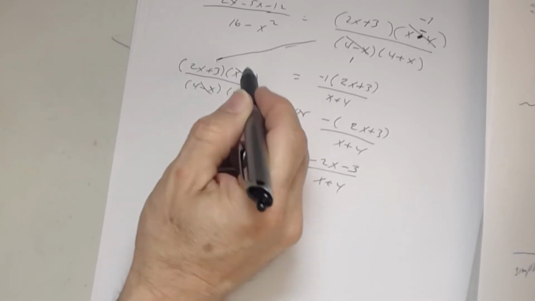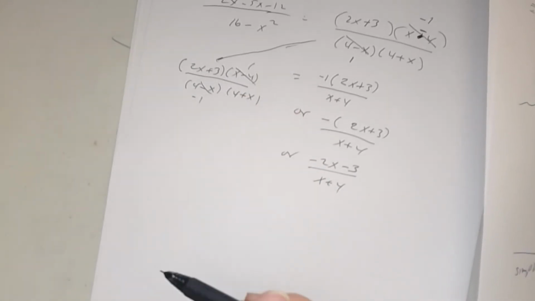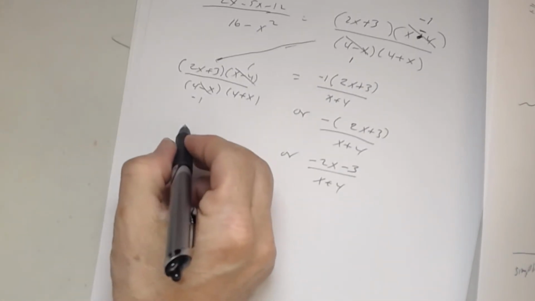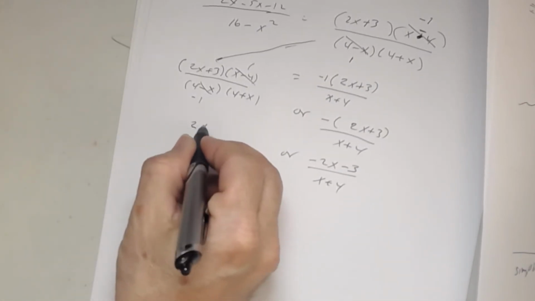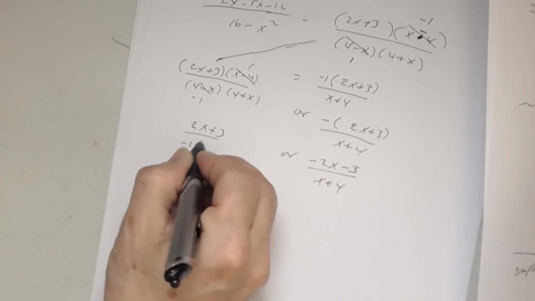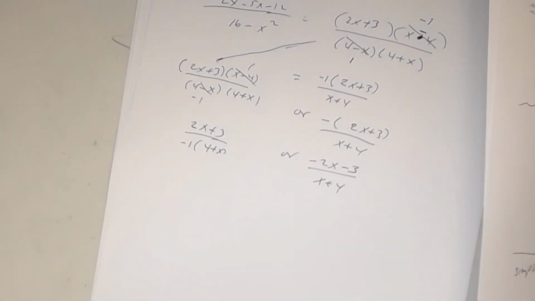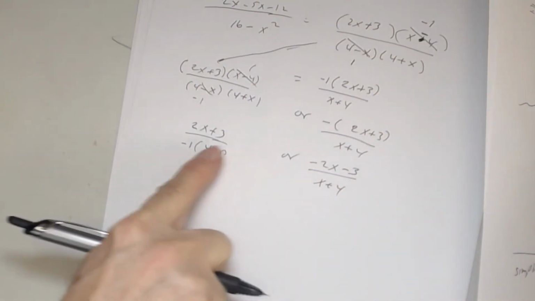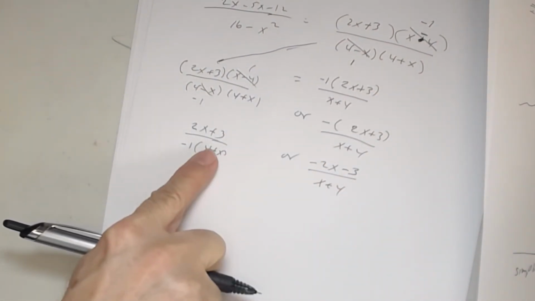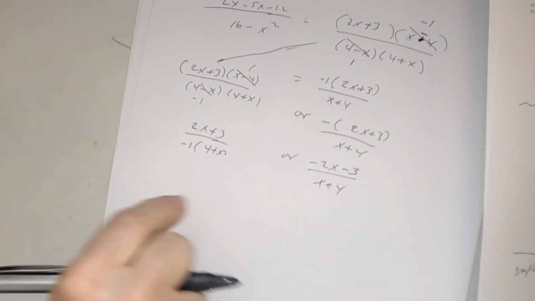So I could have done this and put this a 1 and this a negative 1. And I could have said, all right, I'm going to write the answer as 2x plus 3 divided by negative 1 times 4 plus x or x plus 4. It does not matter. See, all these are correct. You could have also done this.